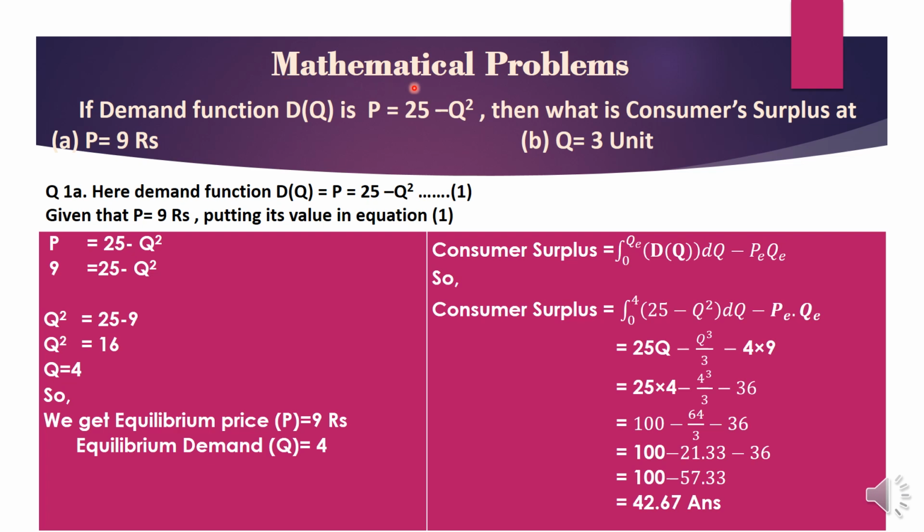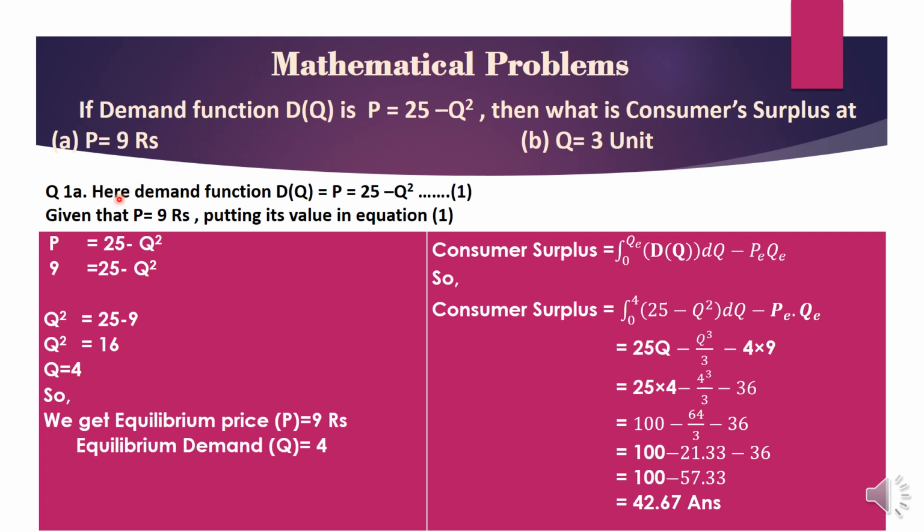Now let us solve some mathematical problems to understand the concept of consumer surplus in a better way. Here the question is, if the demand function is P equal to 25 minus Q square, then what is the consumer surplus if P is equal to 9 rupees and Q equal to 3 units.